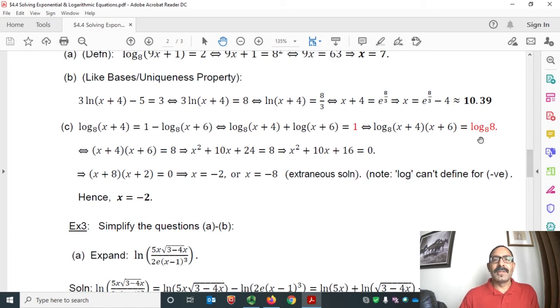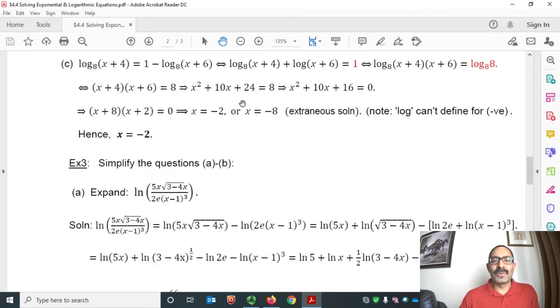Here. And then the next, since we have the same log function with the same base on both sides, then we have only the arguments equal. That's the uniqueness property. Then x plus 4 times x plus 6 equals simply this 8. I hope this makes sense to you all. And now next, let's FOIL: x plus 4 times x plus 6 turns out to be x squared plus 10x plus 24. Right side 8 as it is. Now bring this 8 to the left side. Now we have the quadratic equation, x squared plus 10x plus 16 equals 0.